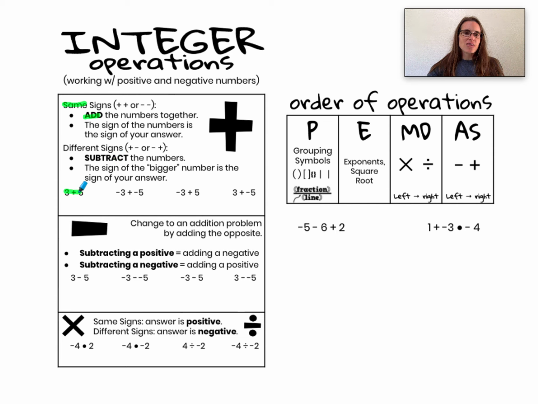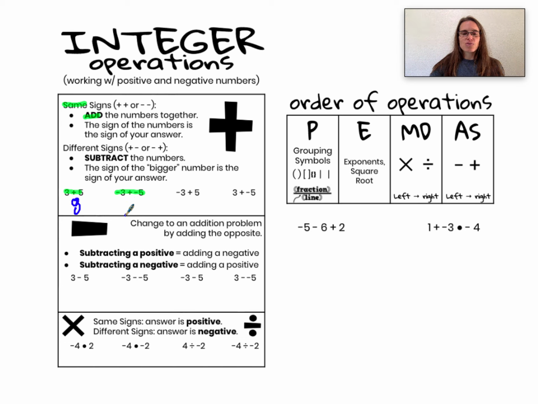Here's an example of that, 3 plus 5. We have a positive plus a positive. Another example that falls into this category is -3 plus -5. Both of the original integers are negative. Hopefully this first computation is super easy for you. 3 plus 5 is just 8. Add them together. And then my final answer is positive because my original two numbers were both positive.